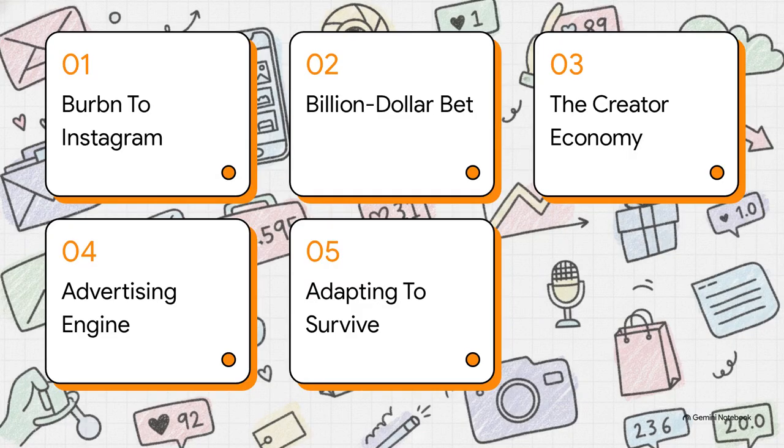Let's quickly look at our roadmap for today. We've got 5 key areas. First, from bourbon to Instagram. Second, the billion-dollar bet. Third, the birth of the creator economy. Fourth, the advertising engine. And finally, adapting to survive.